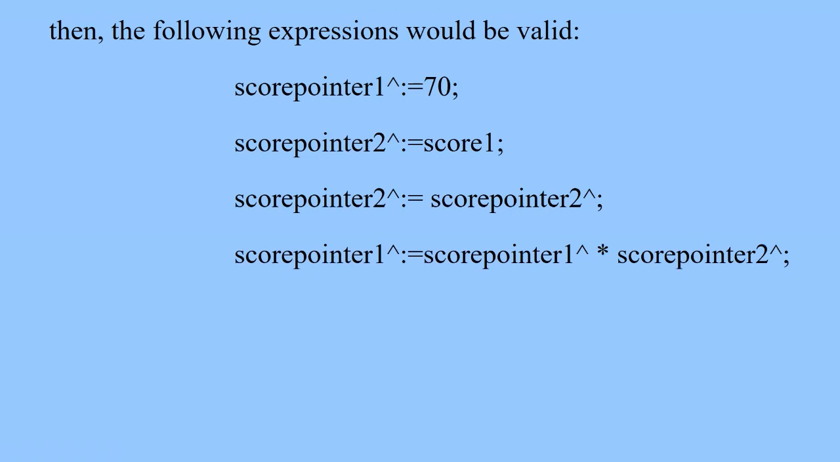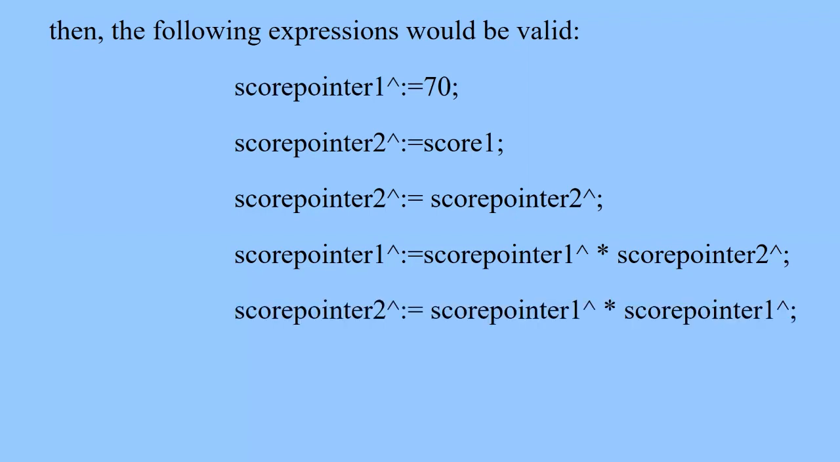Then this statement means: pick the content of the memory location being pointed to by the pointer called score pointer 2, multiply it with the content of the memory location being pointed to by score pointer 1, and assign the results into the memory location being pointed to by the pointer called score pointer 1.